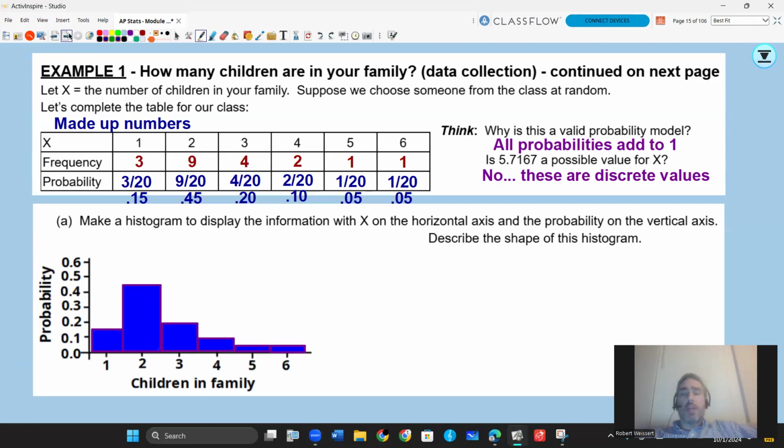And you may be asked to describe the shape of that histogram. If you look at the shape, it looks like it's going to be a little bit skewed to the right, and it's got a peak of around 2. So you've done these before, so that shouldn't be new.